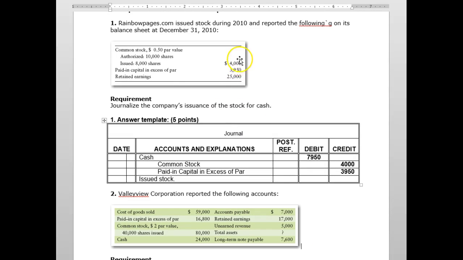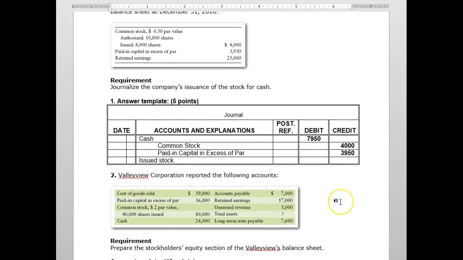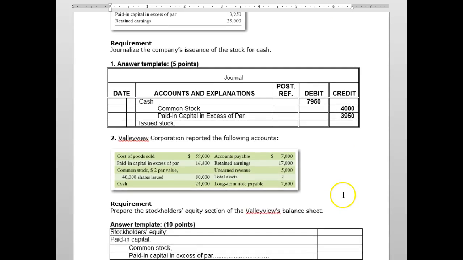And that is how it's listed on the balance sheet. It's going to be separated out between the two. This is my par, this is what's paid in excess of. So that is how you record purchasing a stock. If they had just paid the 50 cents par, we wouldn't have had this last entry. An entry with three lines like this is called a compound entry. So that is question 1.